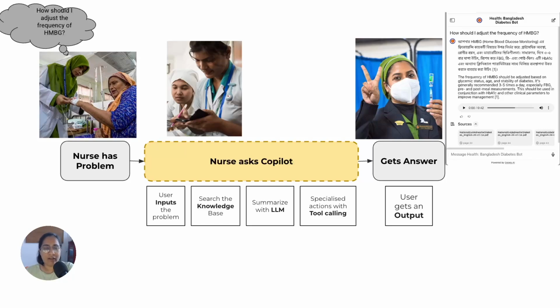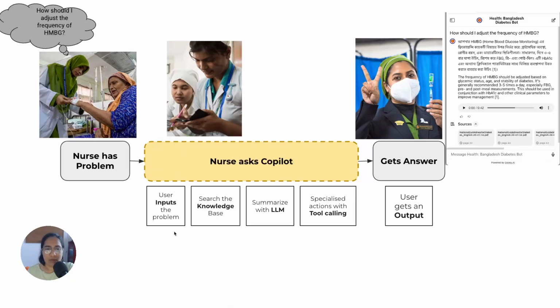So let's look at it in the context of this very simple scenario where the nurse has a question about blood glucose. So how should I adjust the frequency of HMBG? The nurse has a problem. She asks the co-pilot and she gets an answer. So that's on the right, you see a screenshot of what that answer might be like.